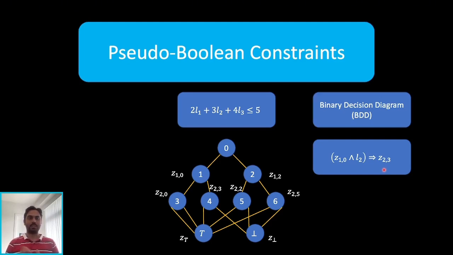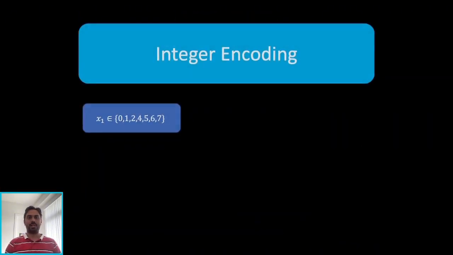So these are the three major ways of representing pseudo-Boolean constraints. There are probably more than these three methods, but we are going to focus our attention on these three. Right, so now let's switch context a little bit, and let's talk about integer encoding.